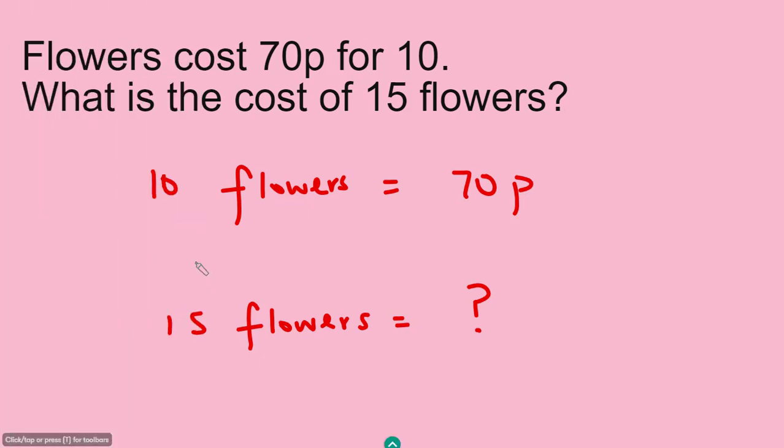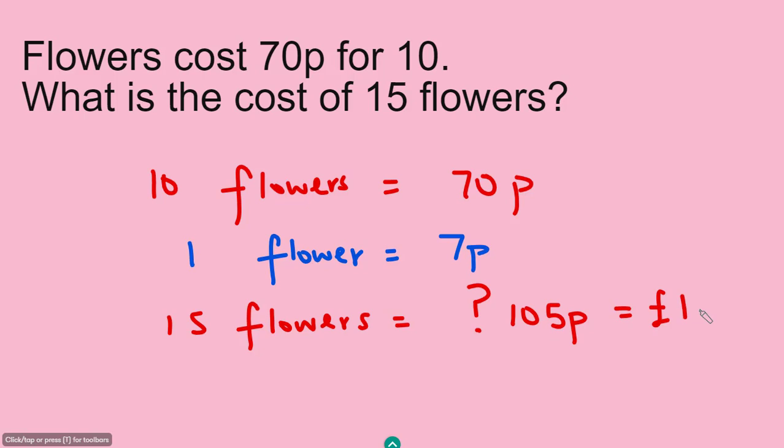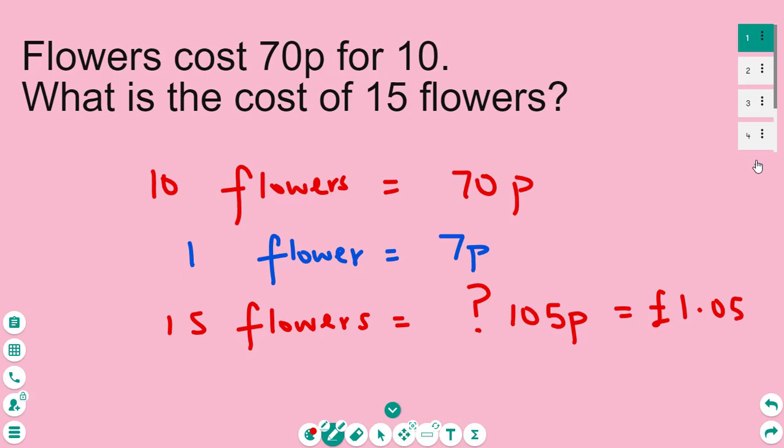So to begin, I'm going to find the cost of one flower. If 10 flowers cost 70p, definitely one flower will cost 7p, right? And since we know the cost of one flower, which is 7p, we now can work out the cost of 15 flowers. The cost of 15 flowers would definitely be 15 times 7, and that's going to give us 105 pence, which is the same thing as £1.05. That was really easy, right?